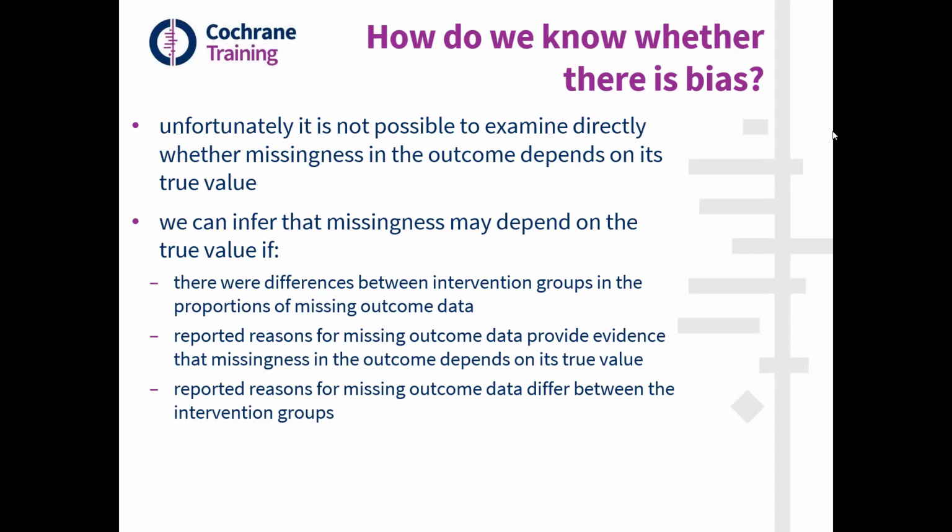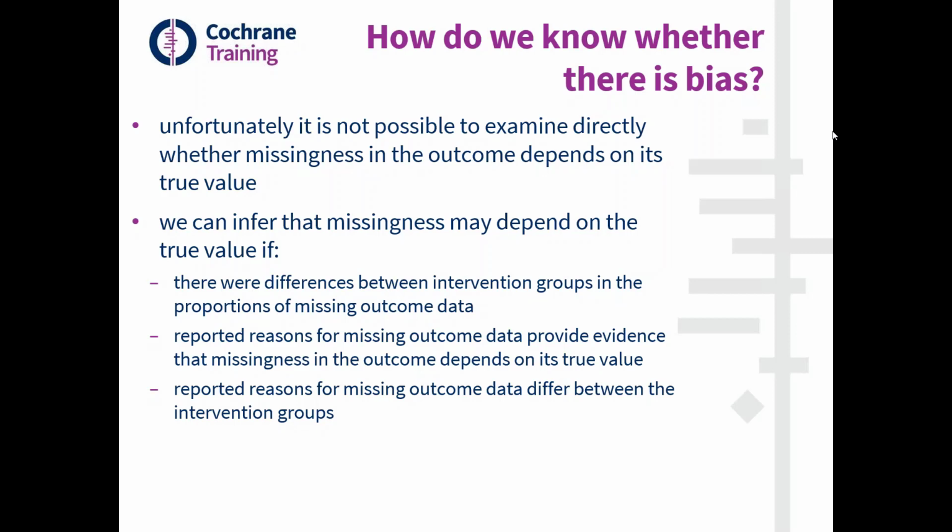The second bit of evidence that missingness in the outcome depends on its true value is when trial authors report reasons for missing outcome data. For example, if missingness in one group is related to withdrawal from follow-up because of no symptoms, whereas missingness in the other group is due to adverse effects, then that provides evidence that missingness in the outcome depends on its true value. So, sorry, that's really the third example.